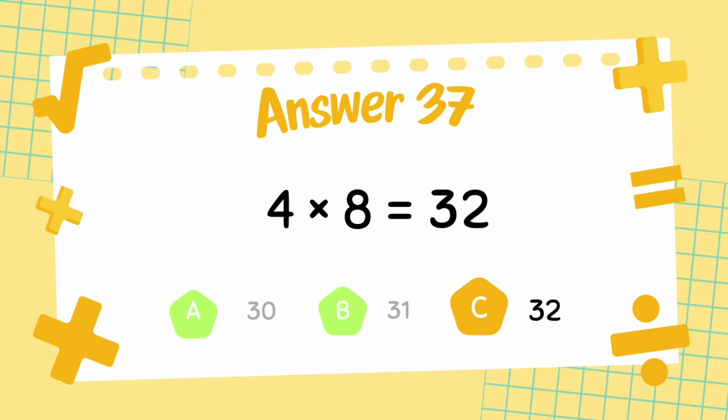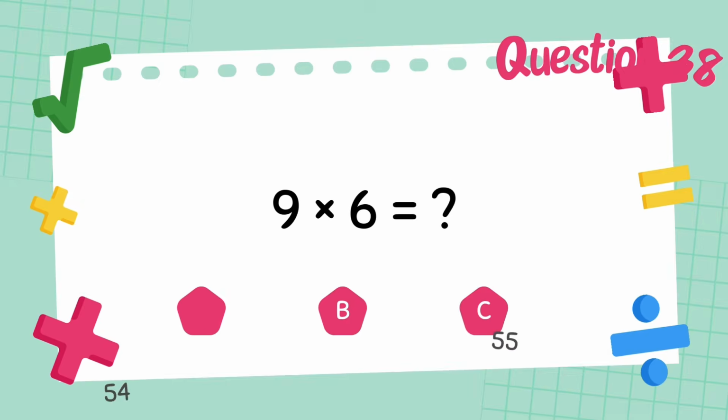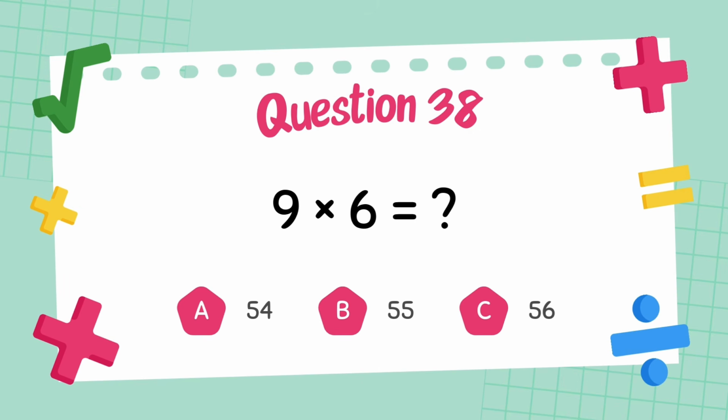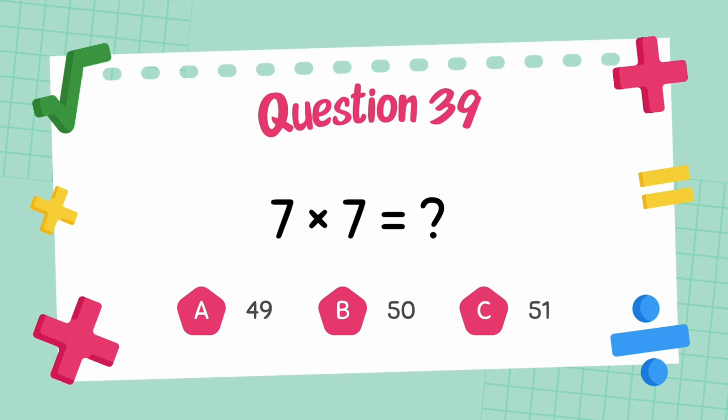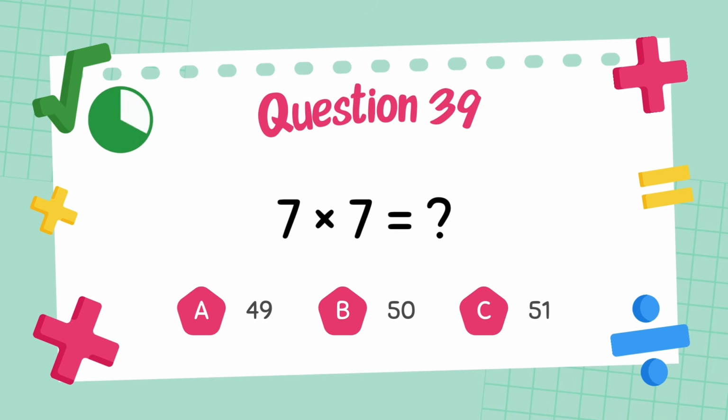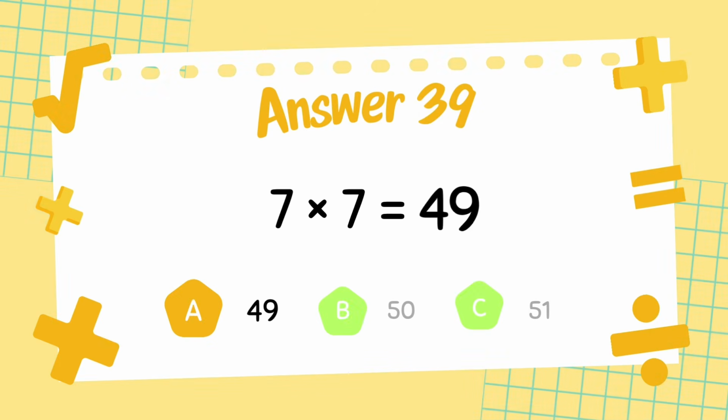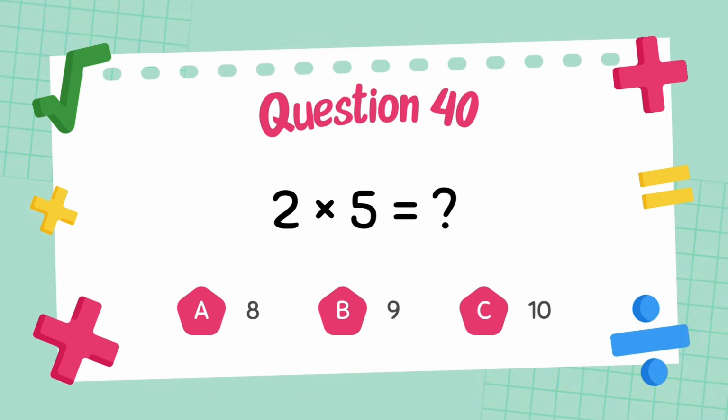The answer is 32. What is 9 multiply 6? The answer is 54. What is 7 multiply 7? The answer is 49. What is 2 multiply 5?